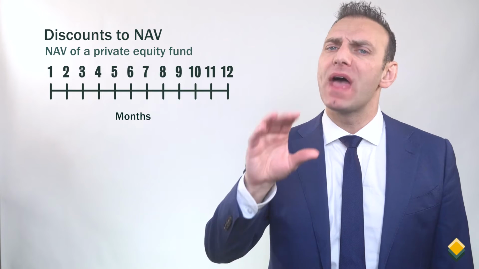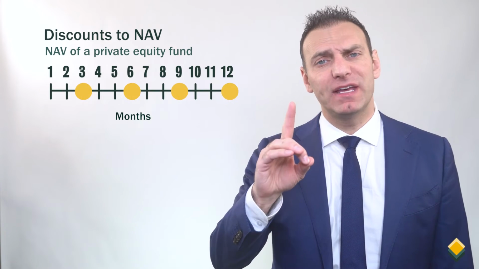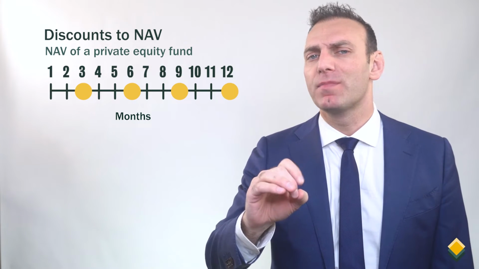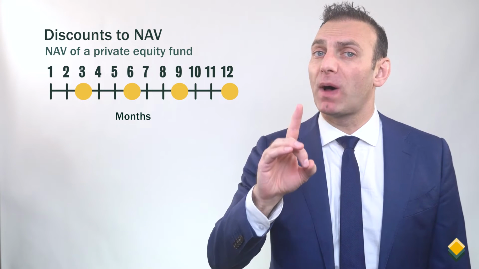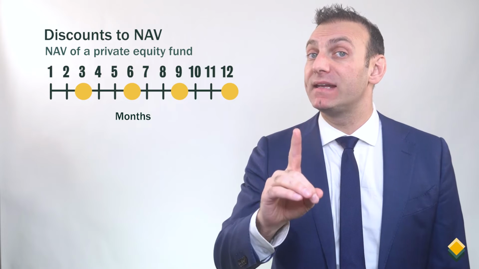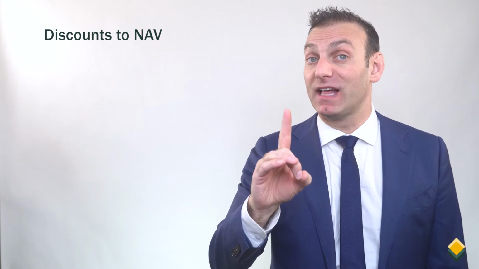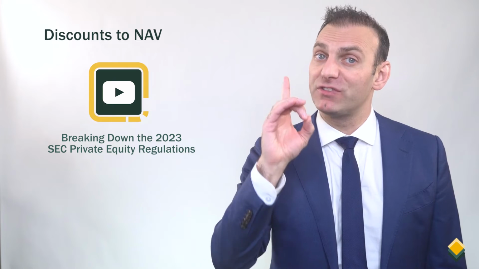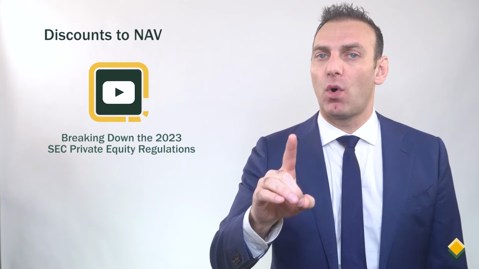The NAV of a private equity fund is usually calculated every 3 months and tends to be a lot stickier than the prices in the public markets. This NAV is usually approved by an independent party. Now, I gave my opinion on independent parties in private equity fund valuations, specifically in GP-led secondaries, in our video titled Breaking Down the 2023 SEC Private Equity Regulations. So please check out that video to learn more.